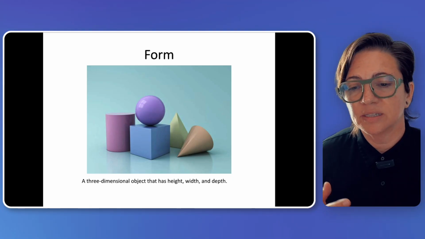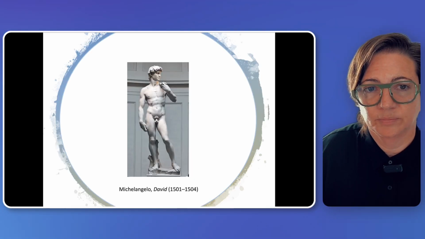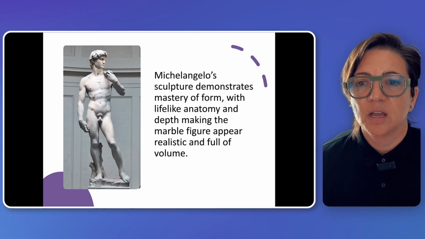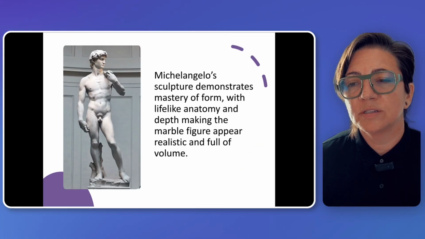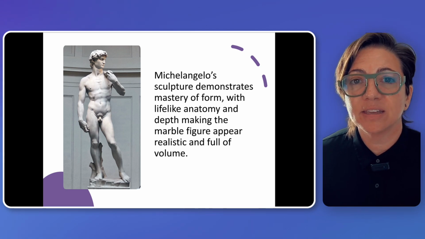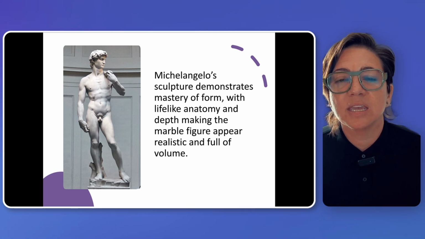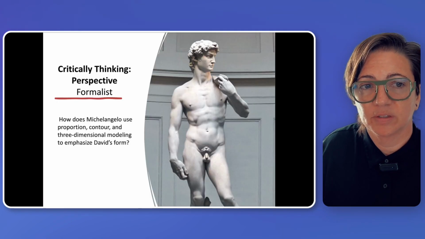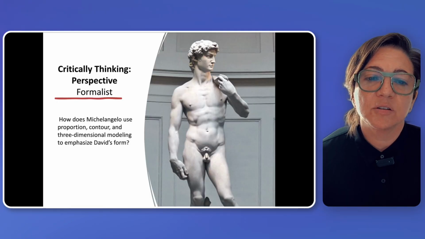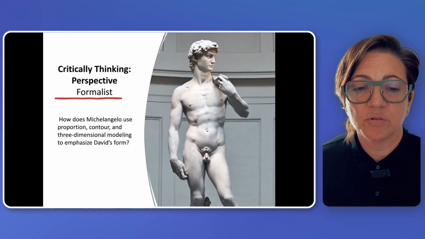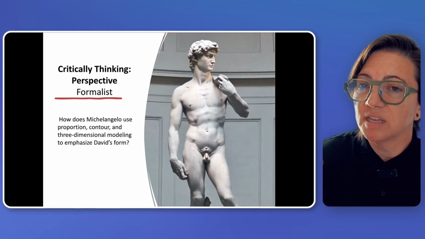Form. A three-dimensional object that has height, width, and depth. Here we have Michelangelo's David. Michelangelo's sculpture demonstrates a mastery of form with lifelike anatomy and depth, making the marble figure appear to be realistic and full of volume. Critically thinking, how does Michelangelo use proportion, contour, and three-dimensional modeling to emphasize David's form?